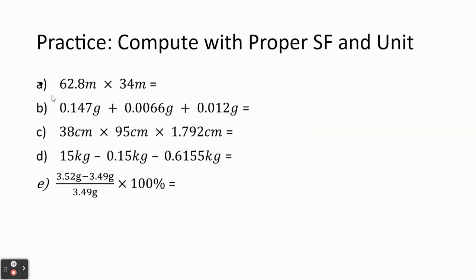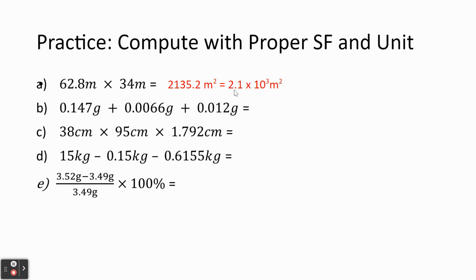So let's look at a couple of examples. We have 62.8 meters times 34 meters. The calculator tells us the answer is 2,135.2 meters squared. But there are 3 significant digits here and 2 significant digits here. We're going to round to the smallest number of significant digits, which is 2.